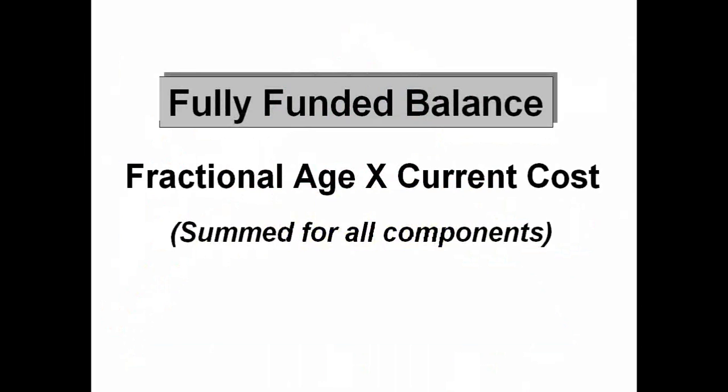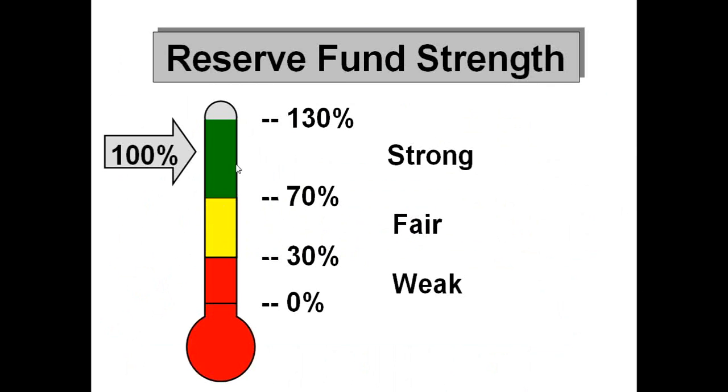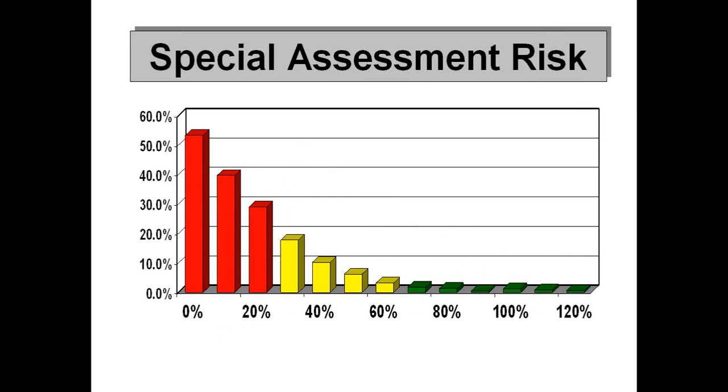Fully funded balance is a calculation that's done, summed for all components, and that gives us the percent funded, which is an evaluation of reserve fund strength. 100% funded is when the association has the funds on hand equivalent to the amount of deterioration. Not the total replacement cost, but just the amount of deterioration that's happened so far. You can imagine that when the association's reserve fund is small compared to the amount of deterioration, that's when they have special assessments.